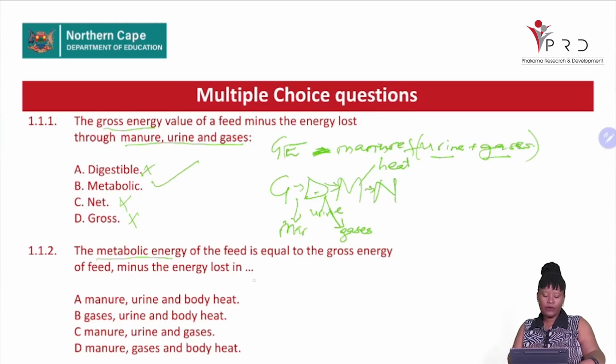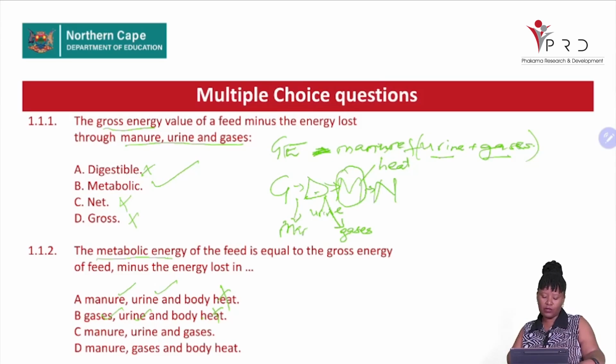Now, let's look at the statement that we are given. Metabolic energy, which means your focus is here. Metabolic energy of feed is equal to the gross energy of feed minus energy lost in manure, lost in urine, lost in body heat. That is incorrect, which makes the statement not correct. Gases, urine, body heat, it makes it incorrect.